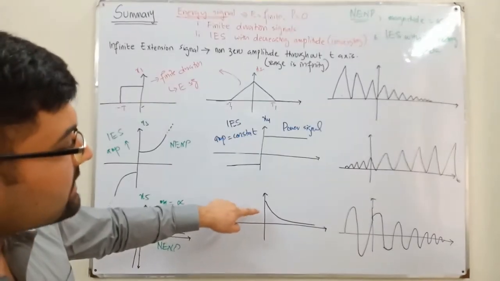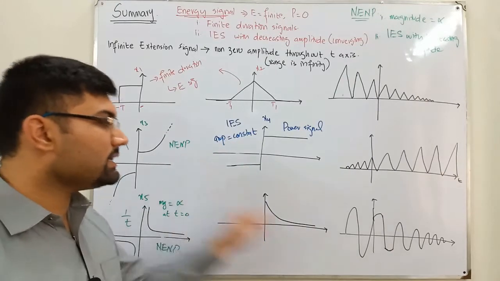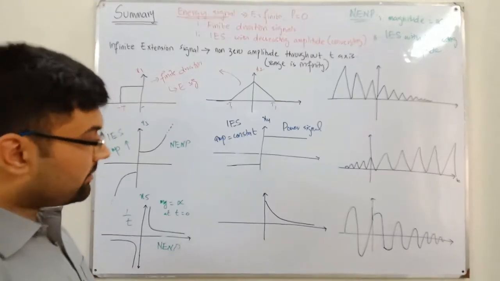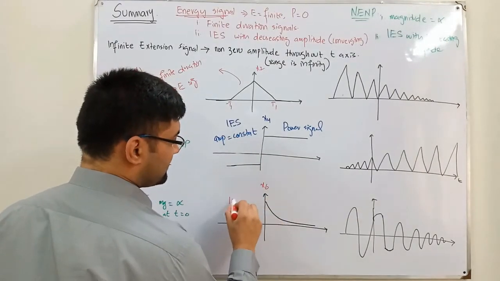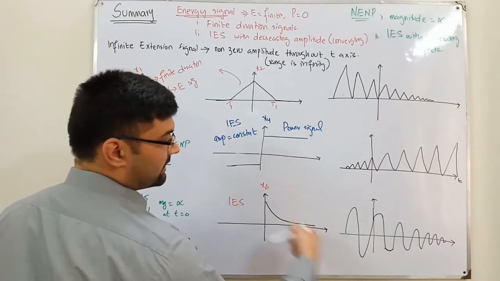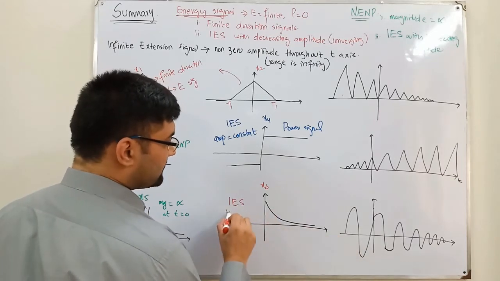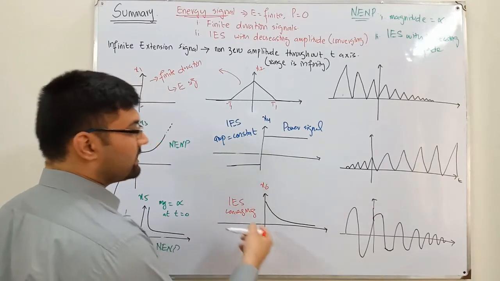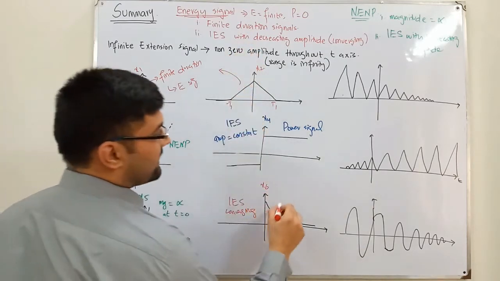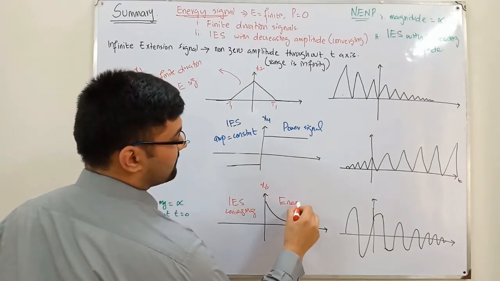Okay, now have a look for this one. This signal is converging. This is an infinite extension signal, but this is converging. Let's say x6. This is an infinite extension signal, but the amplitude is going towards 0. It is converging at one point. The amplitude is decreasing, which means that this is an energy signal.